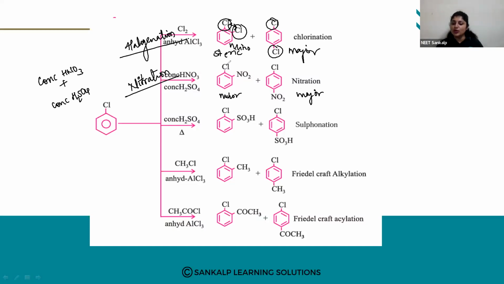This is 1-chloro-2-nitrobenzene. This is 1-chloro-4-nitrobenzene. Okay, so this is the major product. This is the minor product. Why again? Due to steric hindrance, this will be a minor product.